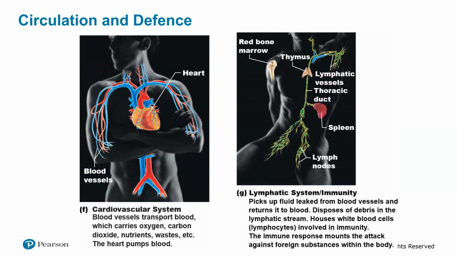Lymphatic system, and another name for lymphatic system is immune system, picks up fluid leaked from blood vessels and returns it to blood, disposes of debris in a lymphatic stream, houses white blood cells or lymphocytes involved in immunity. The immune response mounts the attack against foreign substances within the body. Major organs of lymphatic or immune system include thymus, red bone marrow, lymphatic blood vessels, spleen, and lymph nodes.